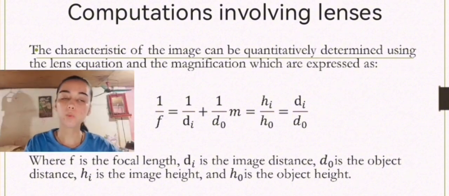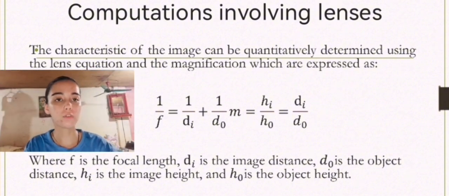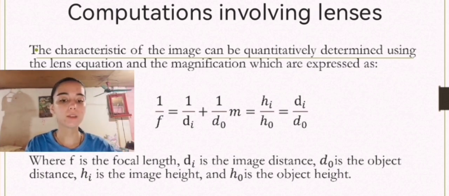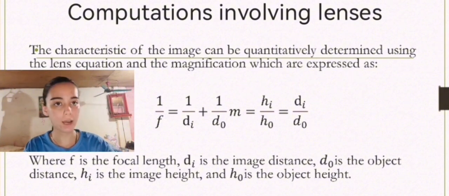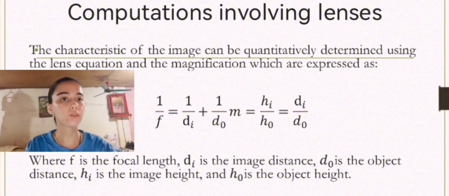Lens equation is 1 over f equals 1 over image distance plus 1 over object distance. Magnification formula is magnification equals image height over object height equals image distance over object distance.